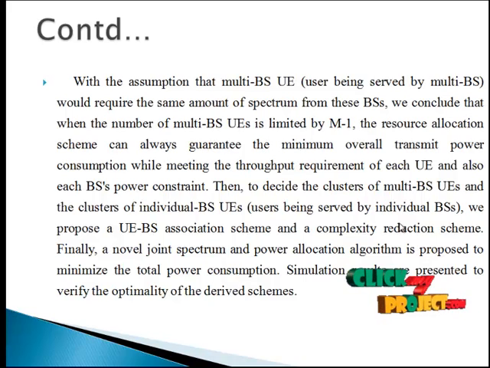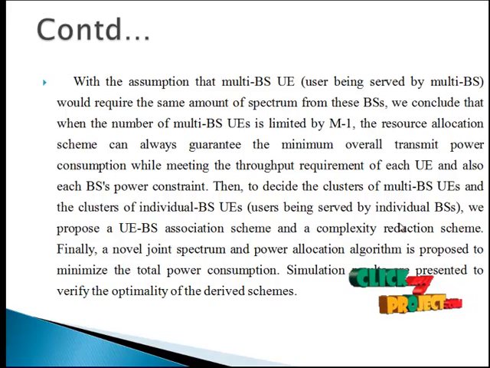We conclude that when the number of multi-BS UEs is limited by M-1, the resource allocation scheme can always guarantee the minimum overall transmit power consumption while meeting the throughput requirement of each UE and also each BS's power constraint.